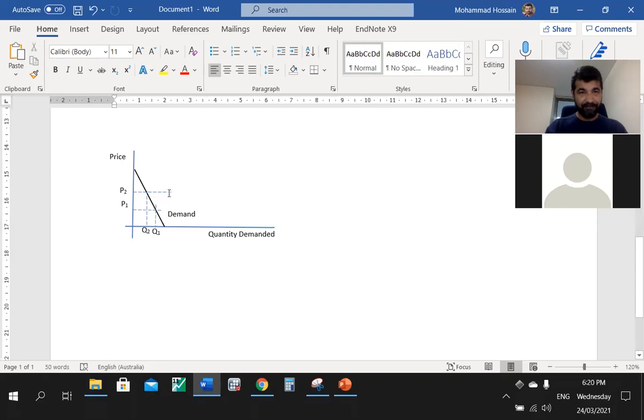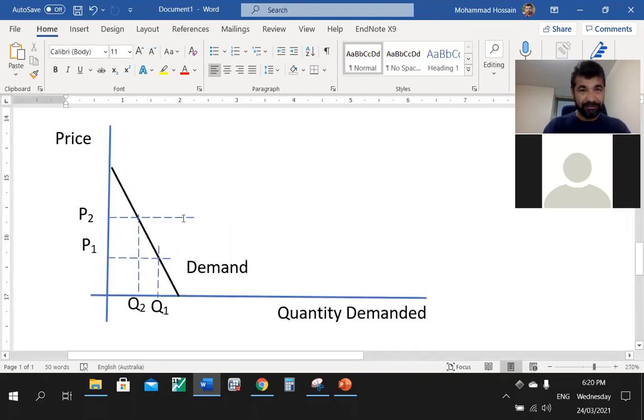Sorry, was this one inelastic? Inelastic. Oh wow. Inelastic. Now you can see price changing a lot, but quantity demanded is not changing much. Make sense? Price changing a lot, but quantity demanded is not changing much. Yep. So that means even if the price changes a lot, quantity demanded is not much interested to change.